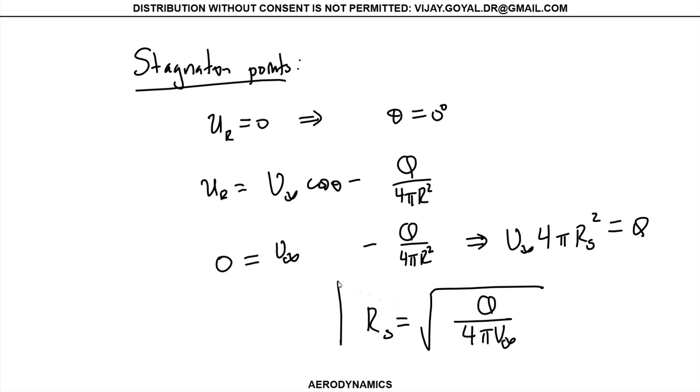Sometimes I use v, sometimes I use u. U and v are the same. I exchange these all the time. Okay, so that's the stagnation point.